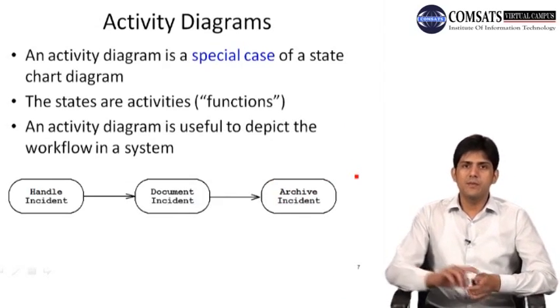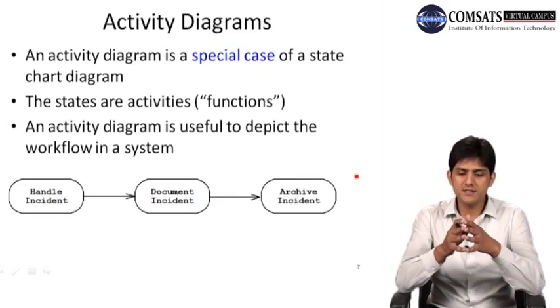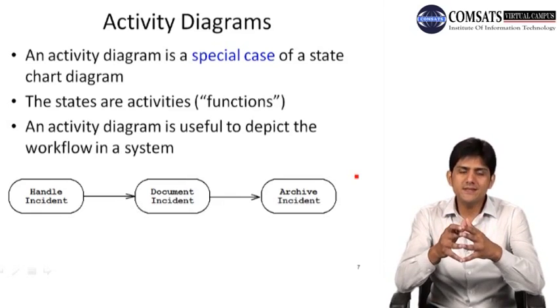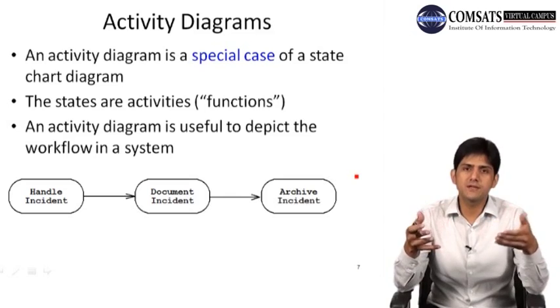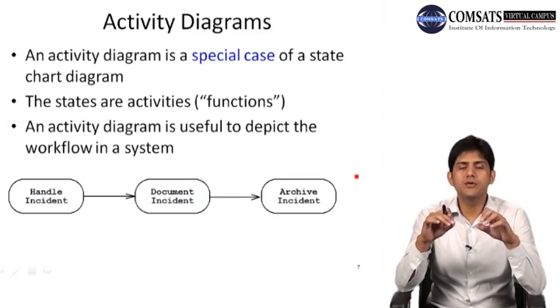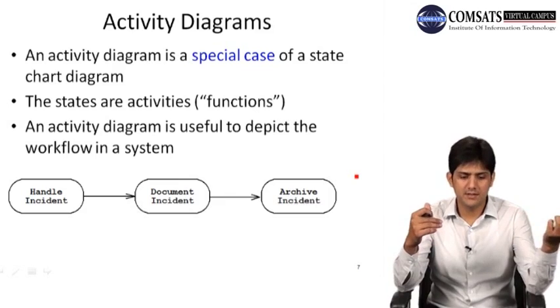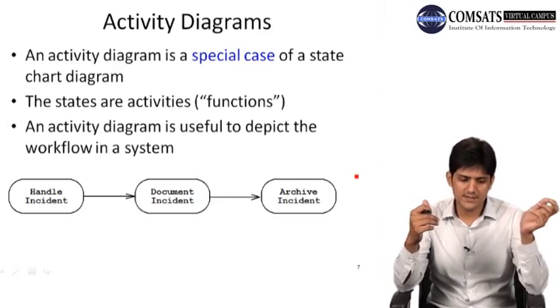Okay, so now, towards the introduction of activity diagrams. An activity diagram is a special case of a state chart diagram. It does represent the states, and it does represent the events that an actor takes, but it is a special case of a state chart diagram. The states are activities or functions. So you can call the main entities in an activity diagram the functions that are performed by some actor. And an activity diagram is useful to depict the workflow in a system.